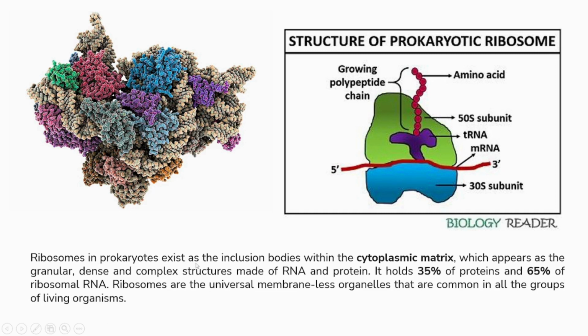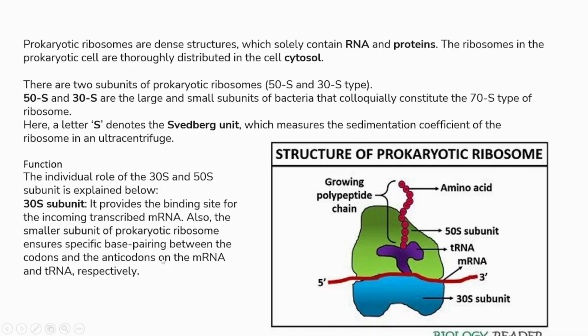Ribosomes in prokaryotes exist as inclusion bodies within the cytoplasmic matrix. They are present within the cytoplasm, appearing as granules, a dense and complex structure made up of RNA and protein. It holds 30% protein and 65% ribosomal RNA. Ribosomes are universal membraneless organelles that are common in all groups of living organisms, as I discussed now.